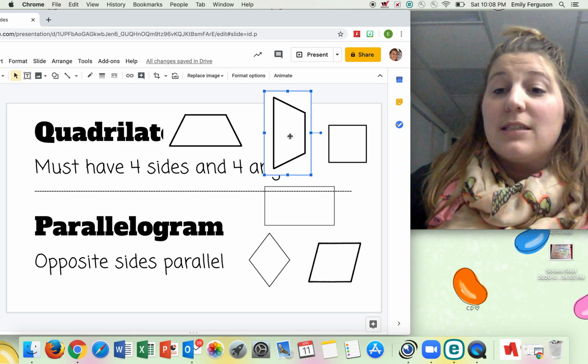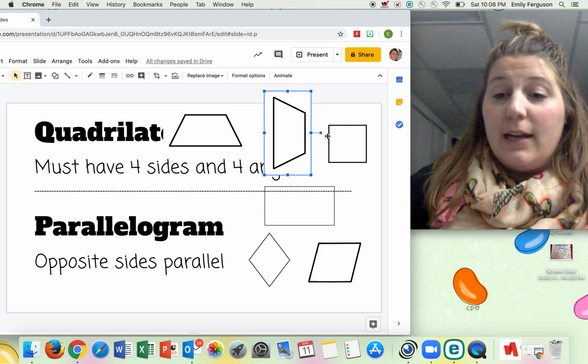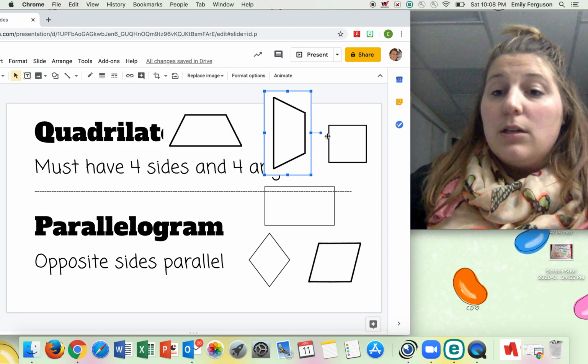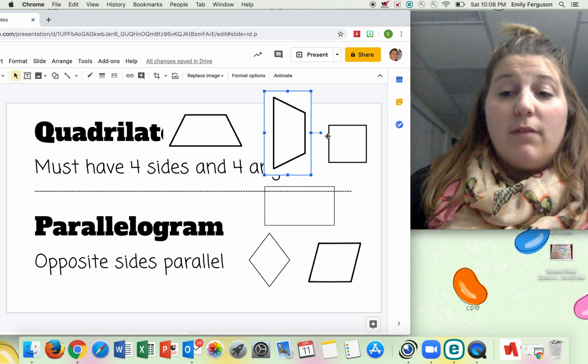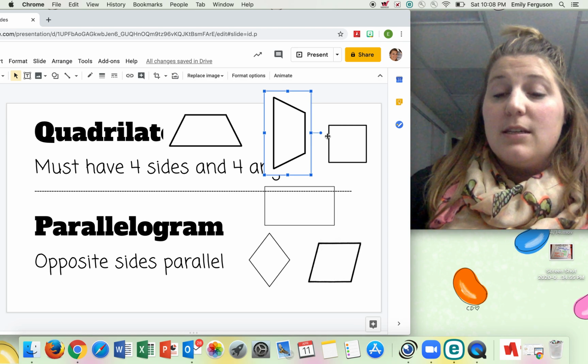So your task today will be to look at 2. On the next page, you will look at 2 shapes and you will describe all the similarities and all of the differences within that shape.